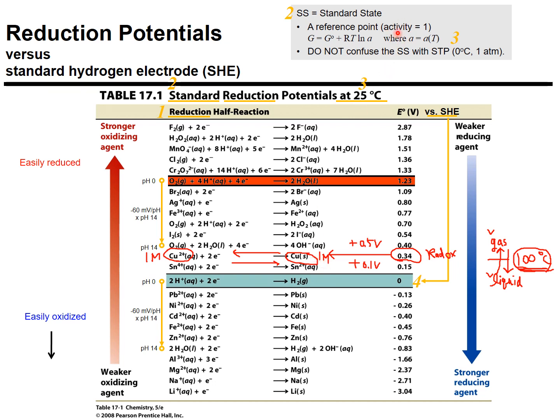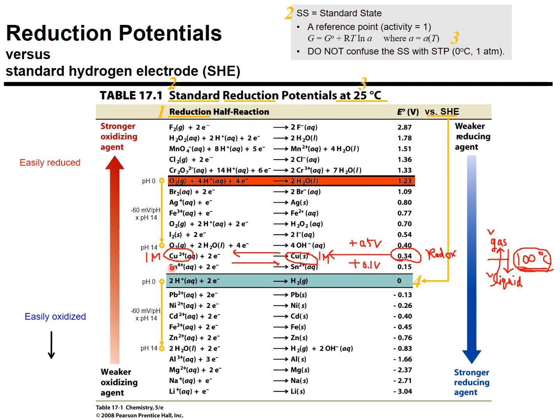Activity is a kind of concentration. Actually, it is an effective concentration. So one activity indicates around 1 molarity concentration. Actually, it is not exactly 1 molarity, but around 1 molarity. So standard reduction potential is the reduction potential at activity equal to 1. So this value is not the reduction potential, but the standard reduction potential.